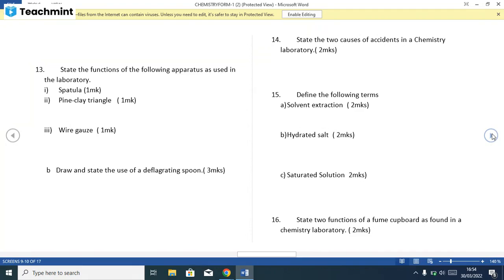Number 16, fume cupboard. Functions of a fume cupboard as found in a chemistry laboratory. During gas experiments, when the gas is not safe for the environment. Next, another one.